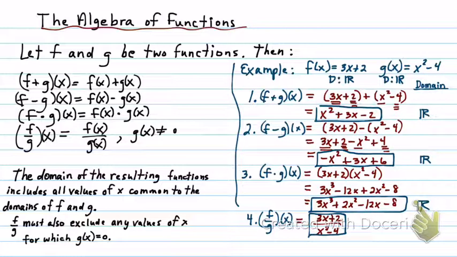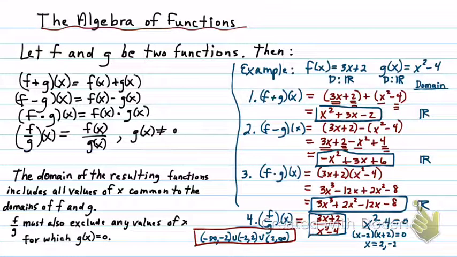So when we get to 4, though, it's all real numbers except for any values that cause g(x), our denominator, to be 0. So let's go ahead and set our denominator equal to 0, and we can factor that, and you get 2 and negative 2. So you have to exclude these values from your domain for this problem. So finally, let's go ahead and write this out. Negative infinity to negative 2, and then from negative 2 to 2, and then 2 to infinity. So basically, it's all real numbers except 2 and negative 2.